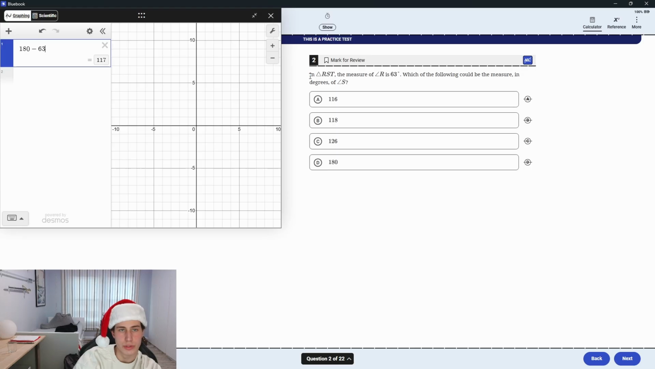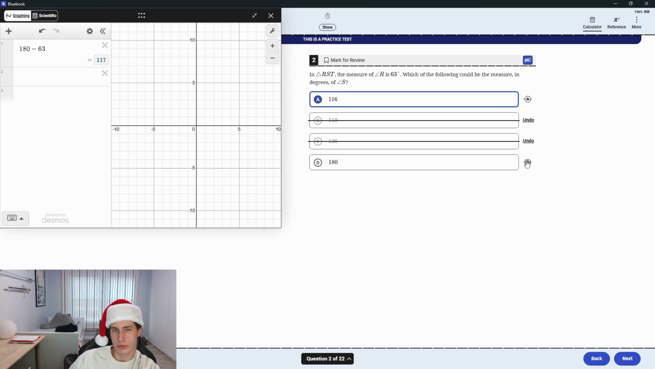And now the smallest possible angle that it could be would be less than 1, probably like 0.0001. So in this case, we still have to leave some room for the last angle. So the smallest it could possibly be is 116, because anything more than 117 and it just isn't a triangle. So 118, 126, and 180 don't work. So it would have to be 116, which is less than 117.